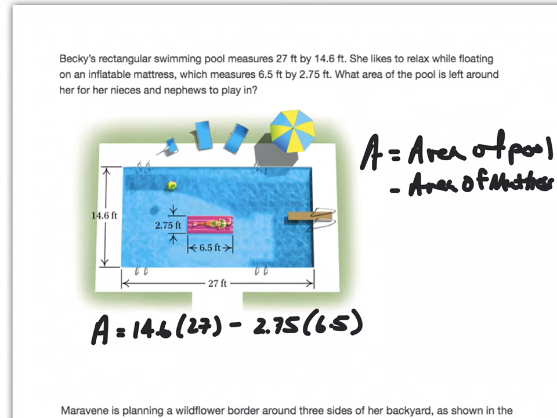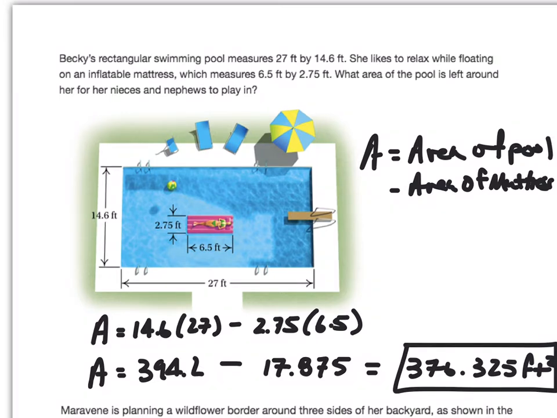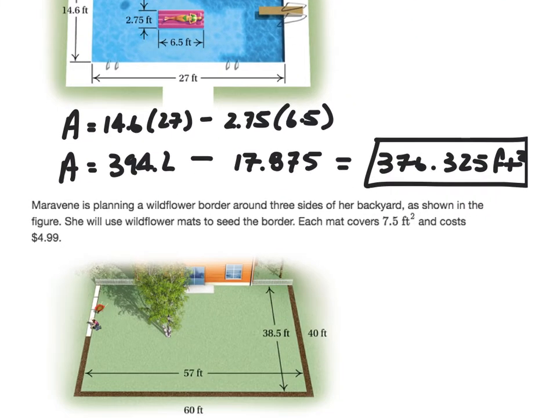So 14.6 times 27 is going to give us 394.2, minus 2.75 times 6.5, which gives me 17.875. If we subtract these two numbers, 394.2 minus 17.875, that's going to give us a remaining area of 376.325 feet squared. And that's it. Let's take a look at the next one.